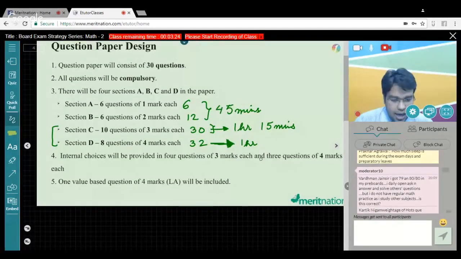I got 79 and 80 on 80 in my pre-boards. I daily open, ask and answer, solve others' questions, but I do not have regular math practice. Is this correct? Vardhaman is basically saying that he got 79 and 80 in his pre-boards. He daily opens, ask and answer, solves others' questions, but unfortunately he doesn't practice on his own as much as he could, as he studies other subjects as well.